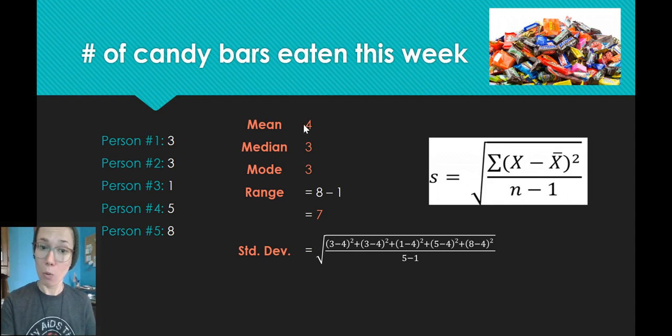So the mean is 4. We've calculated that. Ta-da. So I've got 3 minus 4, minus 4, minus 4, minus 4, minus 4. And then each of those is going to have to be squared, which we'll do in a second. Then on the bottom in this equation, I've got n minus 1. So we're going to take the total number of people in our data set, which is 5 in this situation, and subtract 1 from it. So right now I'm just going to plug 5 minus 1.